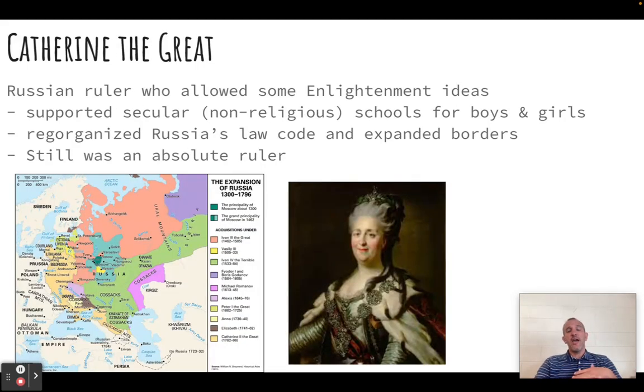She's a little different. Her name is Catherine the Great. She is actually a monarch. So she is essentially an absolute monarch, but she takes on some Enlightenment ideas. She sees what's going on. She's from Russia, Catherine the Great. She sees what's going on in France and these other places, and she wants to try and bring them into her country.